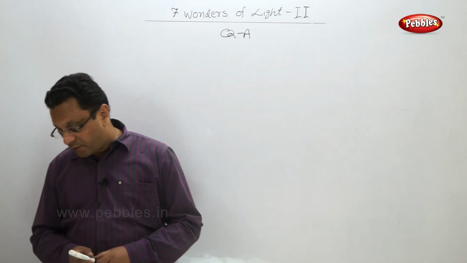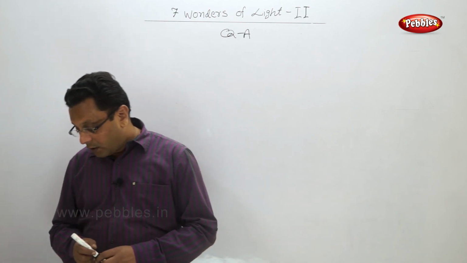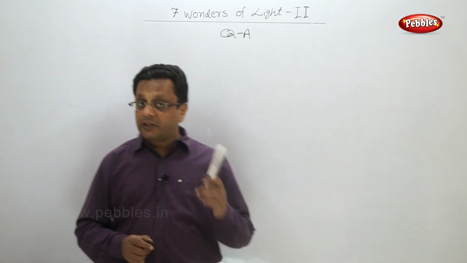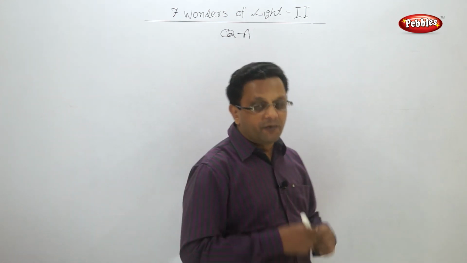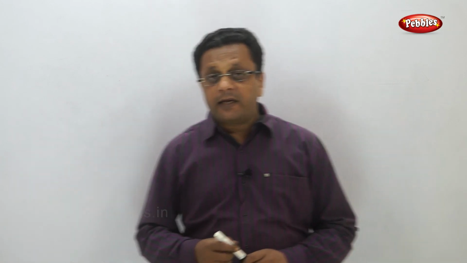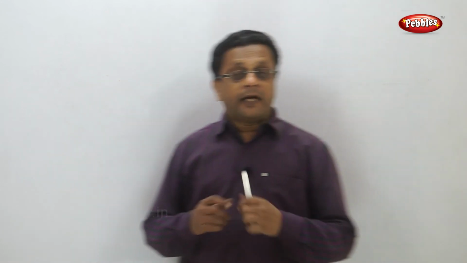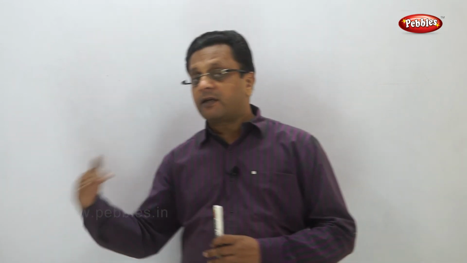In case of refraction of light through a glass slab, the emergent ray is parallel to the incident ray, but it is shifted sideways. Why does this happen? Very simple. First, the light enters the glass slab, that is from rarer medium to denser medium, so the light refracts and bends towards the normal. Then it comes out of the glass slab, that is from denser to rarer medium, so it goes away from the normal. So ultimately, whenever the light comes out, it is parallel to the incident ray but shifted sideways.